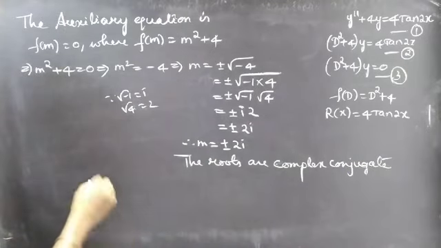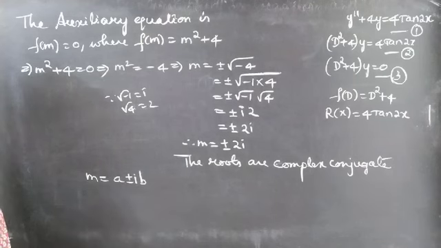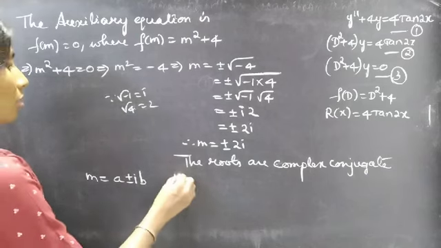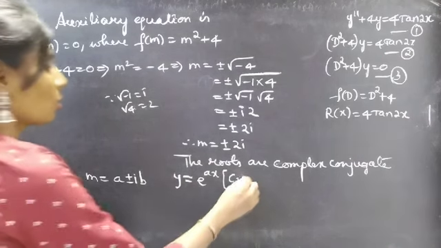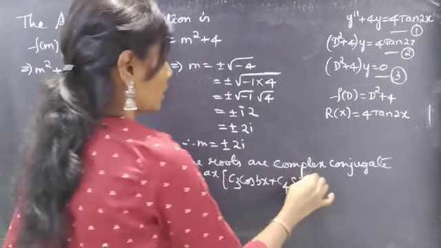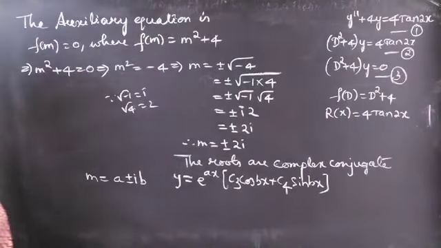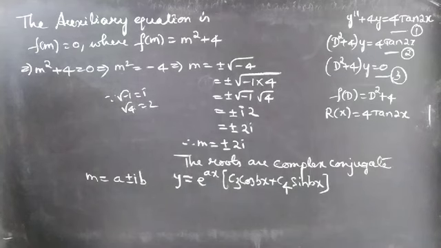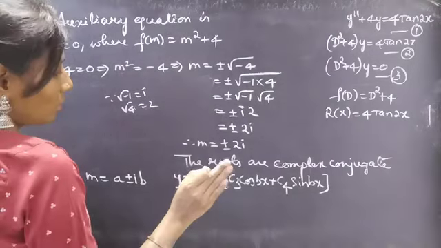We know that when m equals a plus or minus ib, that is a pair of complex conjugate roots, then the solution of the homogeneous equation looks like y equal to e power ax into some constant, say c3, cos bx plus another constant c4 sin bx. Here I am taking c3, c4 instead of c1 and c2 because in the last general solution I need c1 and c2 to appear.